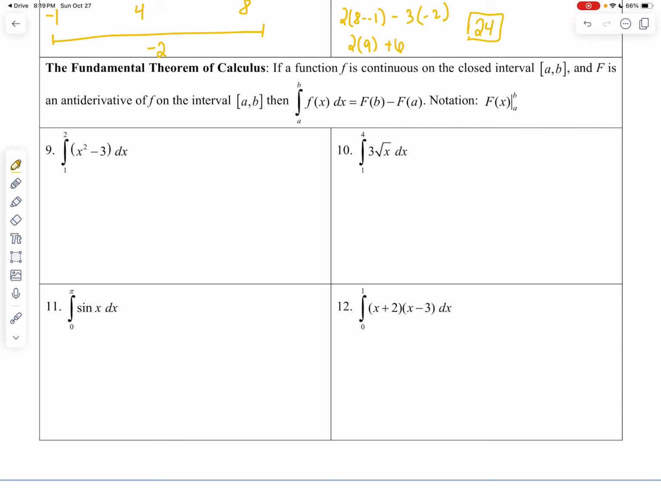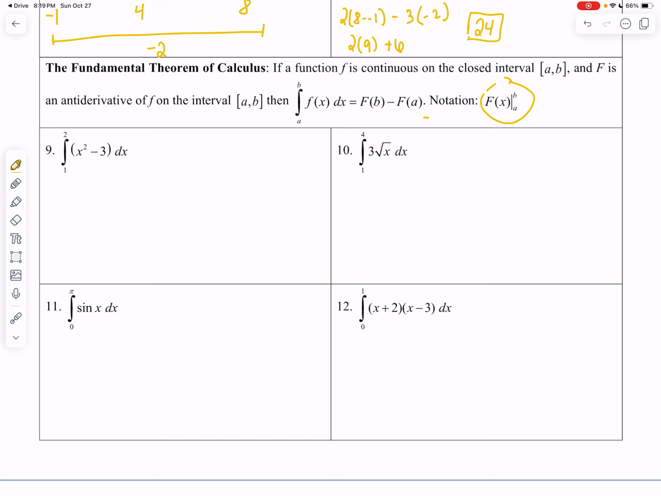Alright, in this video we are going to be talking about the fundamental theorem of calculus. It essentially states that if f is continuous on the closed interval a to b, and capital F is the antiderivative of f on the closed interval a to b, then the integral from a to b of f of x is going to be F of b minus F of a. And here's going to be our notation for that.